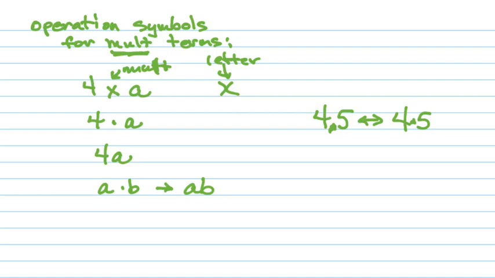Make sense? Right? Can't do it with numbers. 3 times 5 can't be written as 35. Right? So be careful with it. Don't do it with numbers. But you can do it with letters. And you can do it with numbers and letters. Okay? All right.